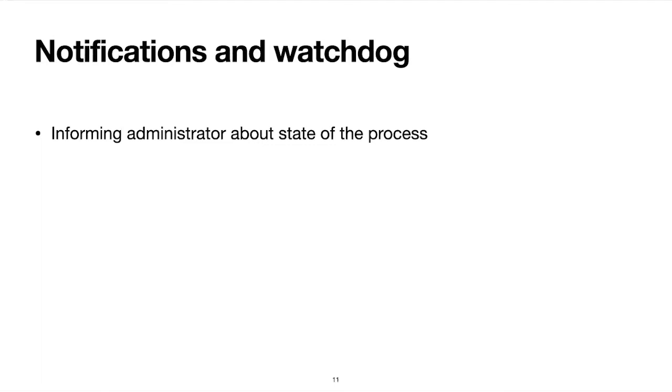Notification and watchdog. Notifications are a utility in systemd that allows us to send information about our process, what our process is currently doing. Like we can inform that our application is starting or already started and is ready for receiving any incoming messages.